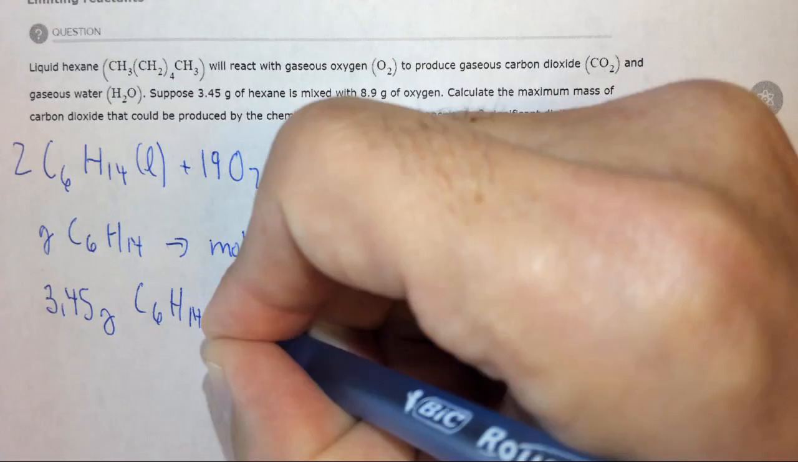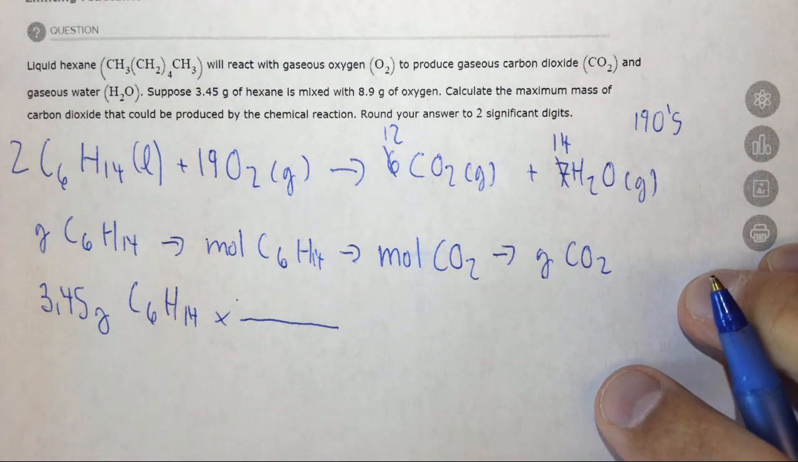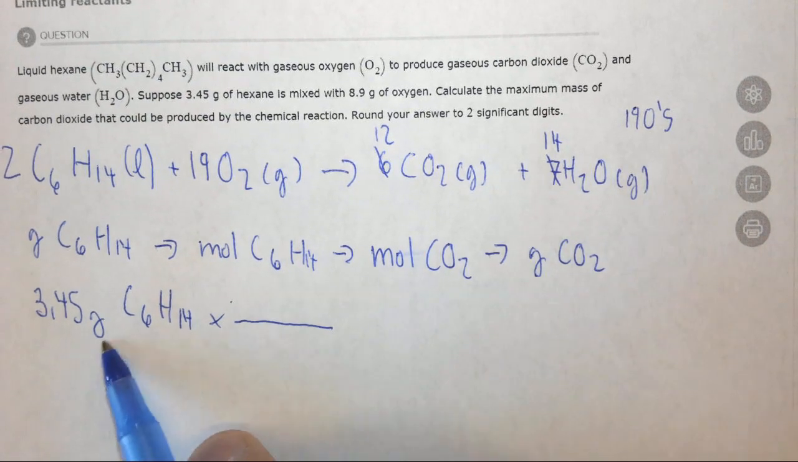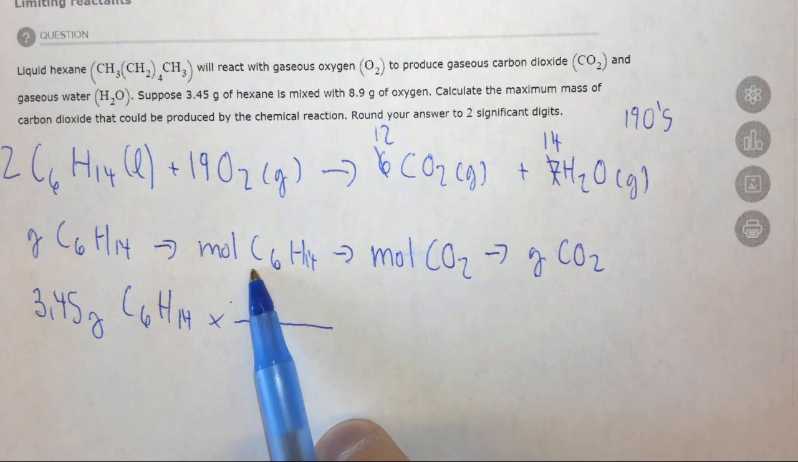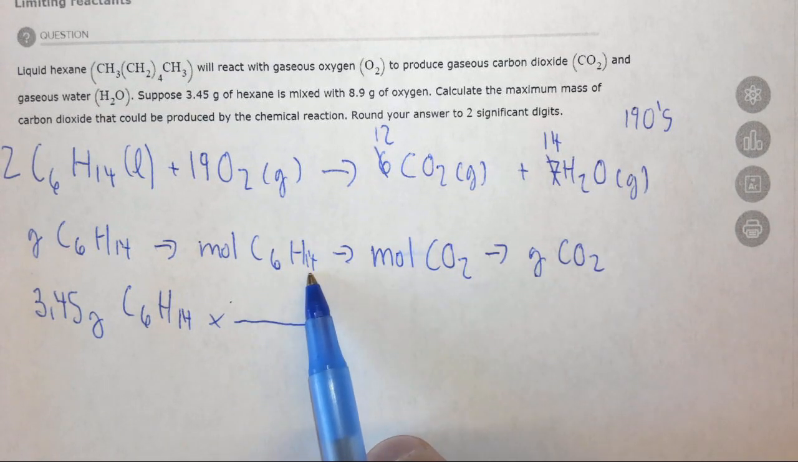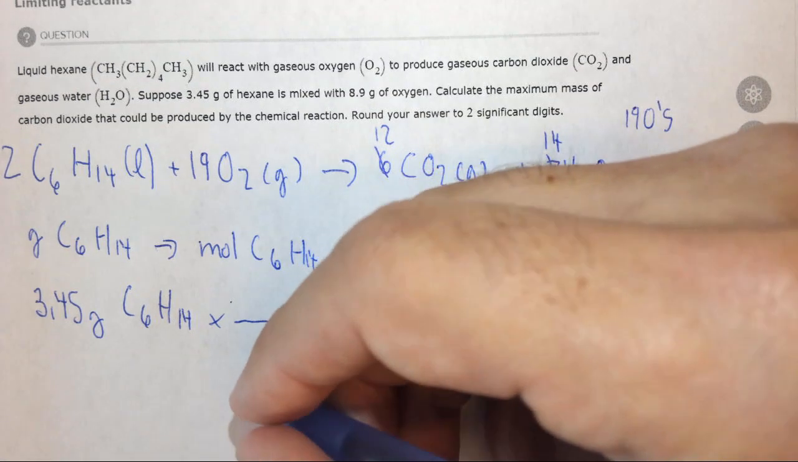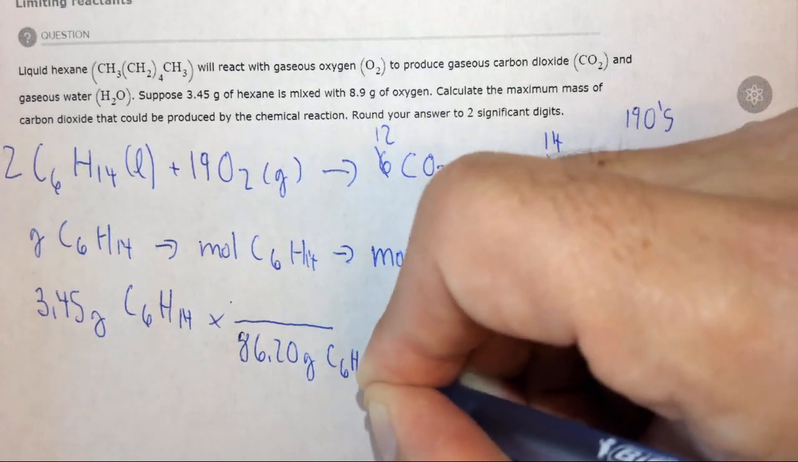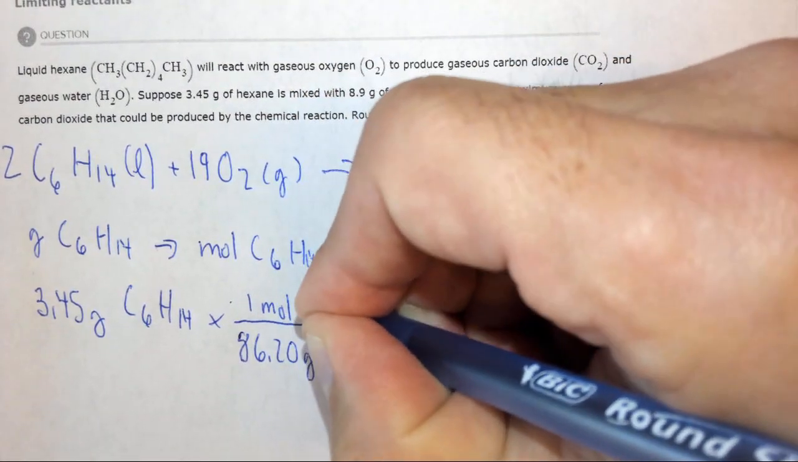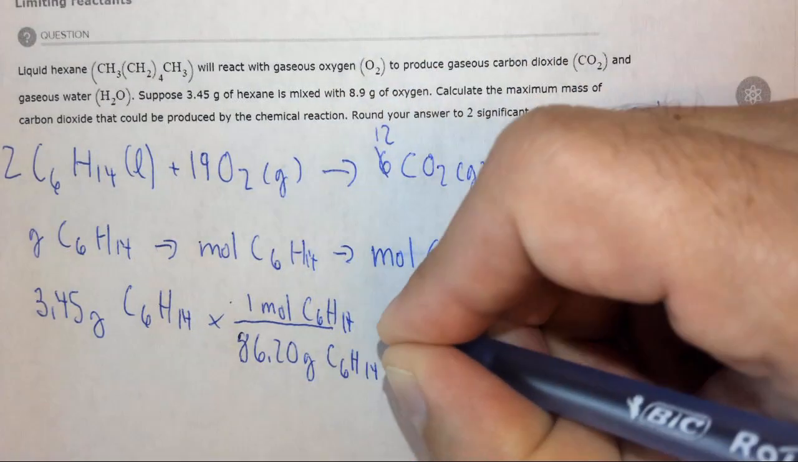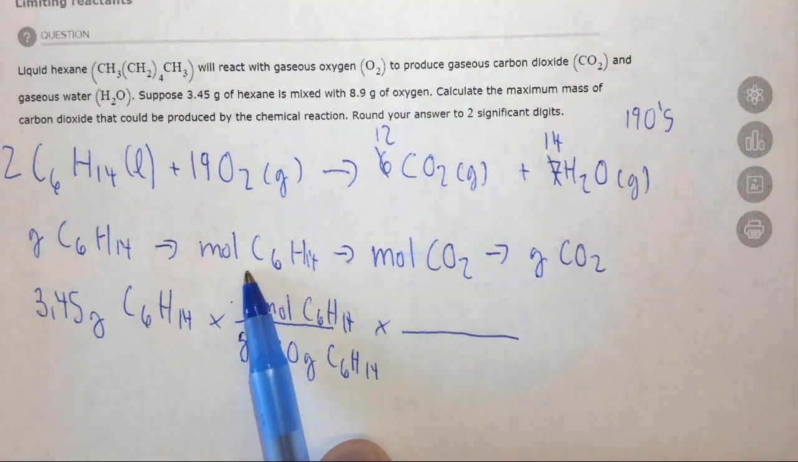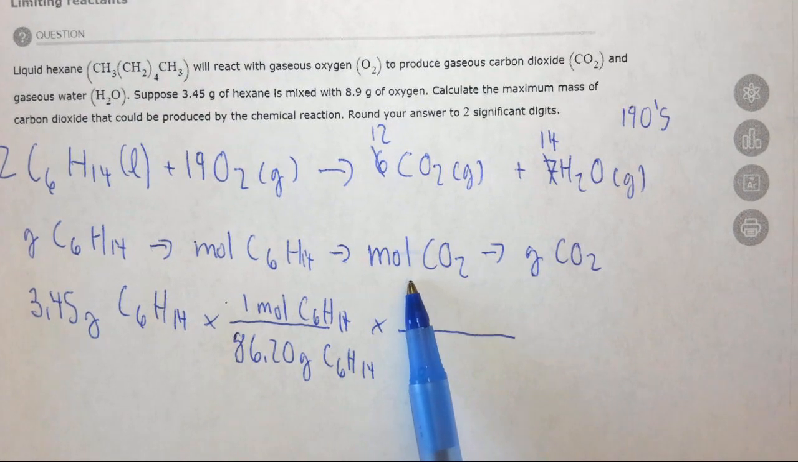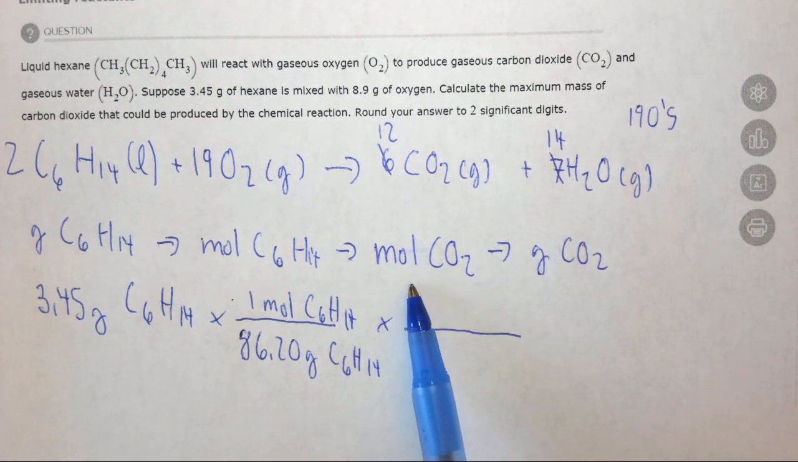So starting with 3.45 grams of C6H14 hexane, I want to convert it to moles. So I need to find the molar mass and put it on the bottom. So grams will cancel out. So we do that by taking 6 times 12.01 plus 14 times 1.01, which are the molar masses from the periodic table, which adds up in this case to 86.20 grams of hexane. And on top, 1 mole of hexane, C6H14, times. Now I need to go from moles of hexane to moles of carbon dioxide. To do that, I need to use the balanced chemical equation.